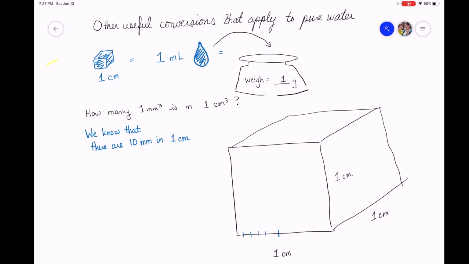So the way to do this is to remember that each 1 centimeter is actually 10 millimeters, and that would be true on all sides. So I'm going to break up all of the sides into 10 millimeters. So what that really means is that I could actually fit 10 times 10 times 10 millimeter cubes in a 1 centimeter cubed space.